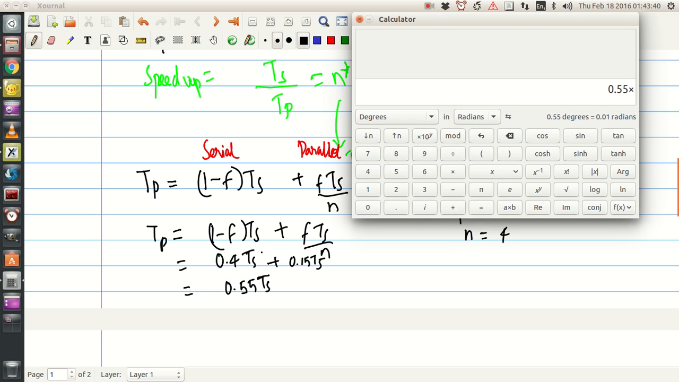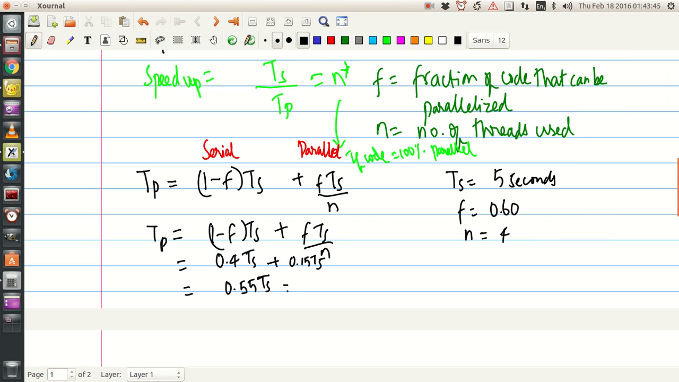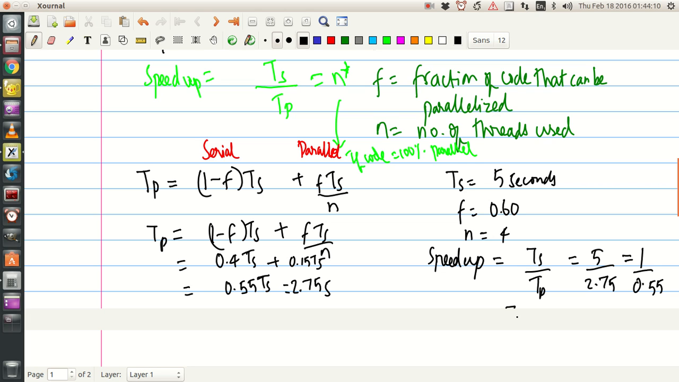Now if I just take a calculator, 0.55 times 5 seconds, which is ts, I get 2.75 seconds. Now your speed up is ts by tp, so 5 divided by 2.75, which is equal to 1 divided by 0.55.